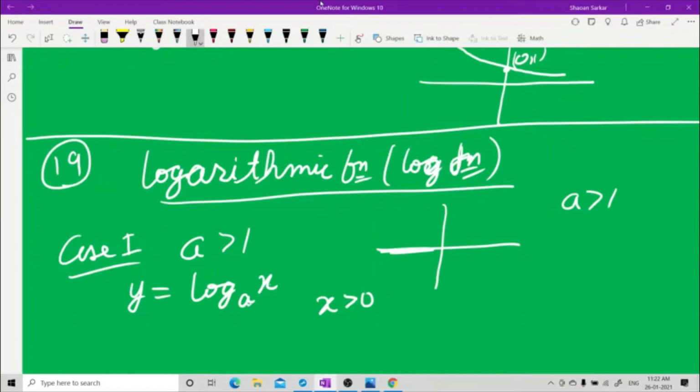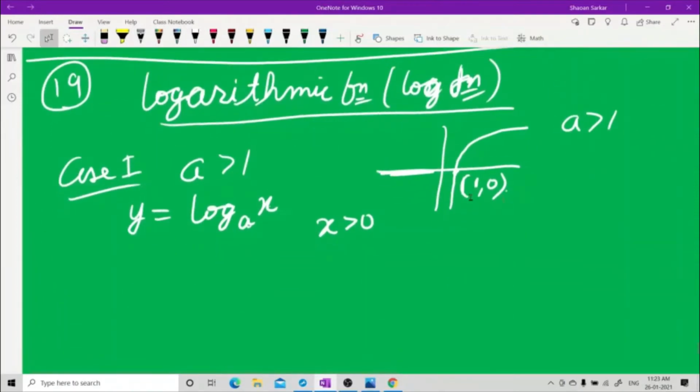Yes, x has to be greater than 0, exactly right. Now let us draw it. This is the way. This is the point (1, 0).